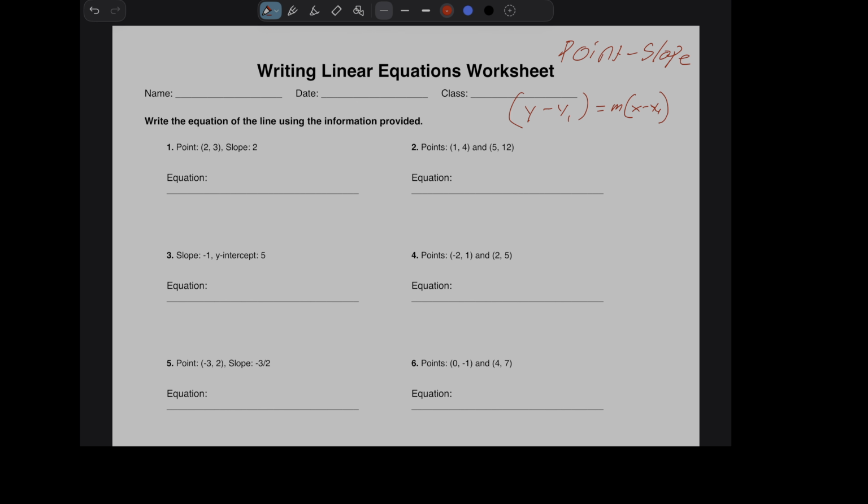So I look at number 1, point 2, 3, and a slope of 2. Well, I'm going to start with the y minus. Now remember, minus is part of the equation. That minus sign has nothing to do with the point. You have to ignore that. Okay, so what is my y? Well, here's my x and here's my y. My y is 3, so I'm just going to write 3.